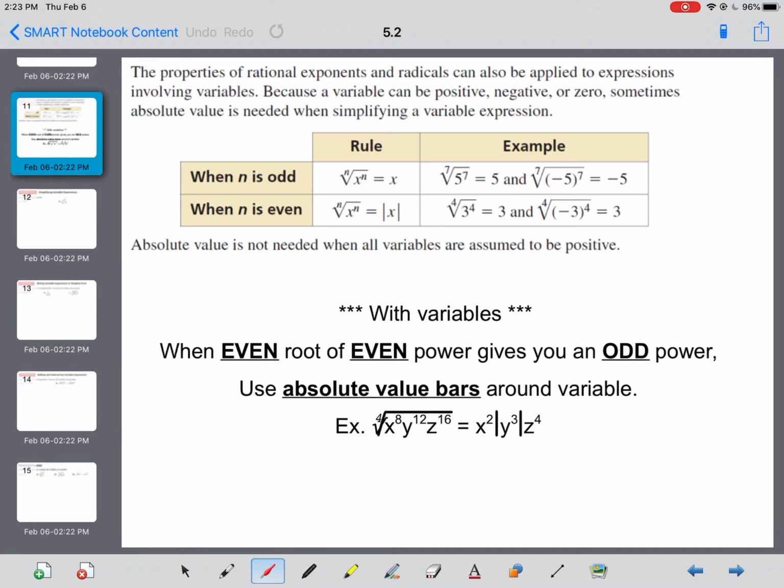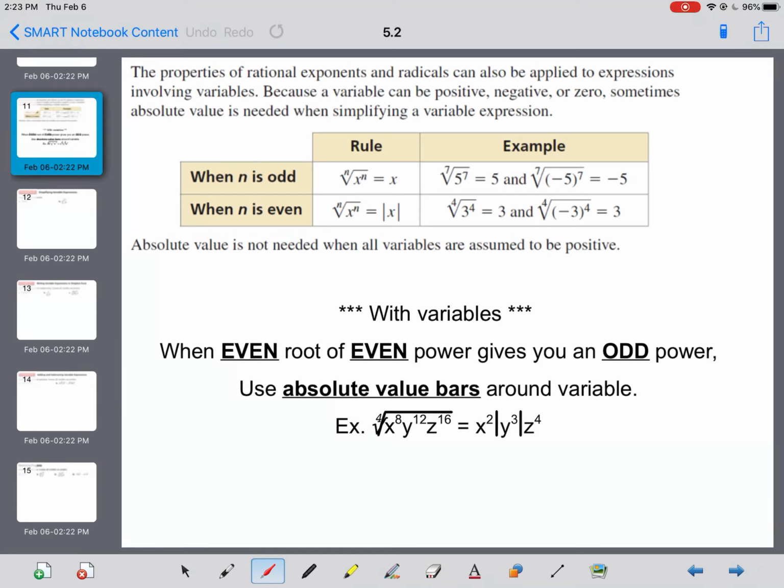Because a variable can be positive, negative, or zero, sometimes absolute value is needed when simplifying. So there's a rule where, because we don't know what it is, we want to make sure that we get the right kind of number in there. And so when we are doing the nth root of a variable to some m exponent, if you're taking the even root of an even exponent and get an odd exponent answer, you have to put the variable that does that in absolute value.